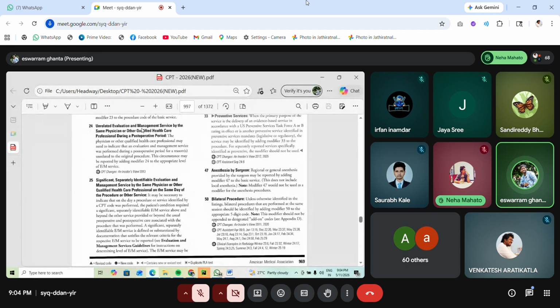Unrelated evaluation management means that the complaint of the patient is not related to the operation the patient had before. Did you understand what I am telling? The patient came to the hospital, but not for a complaint related to the operation. That is an unrelated evaluation management service by the same physician or other qualified healthcare professional during the post-operative period. The physician or other qualified healthcare professional may need to indicate the evaluation management service was performed. Did you understand what I am telling?